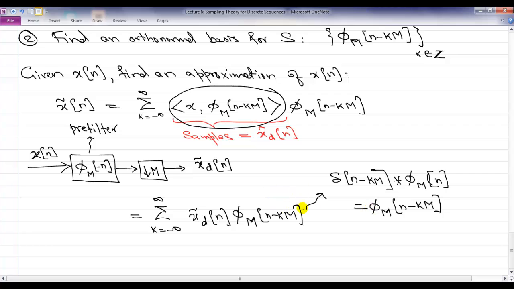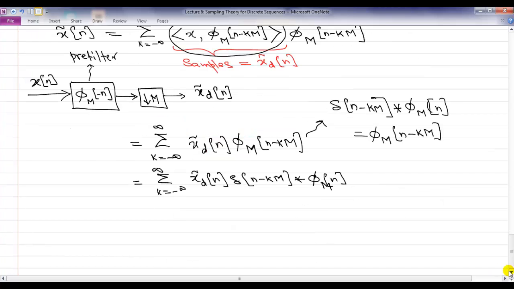So I can replace this with this expression, and what I get back is the sum over k from minus infinity to infinity of x tilde d[n] delta[n minus km] convolved with phi m of n. And now since convolution is a linear operation, I can take this whole thing outside the summation.